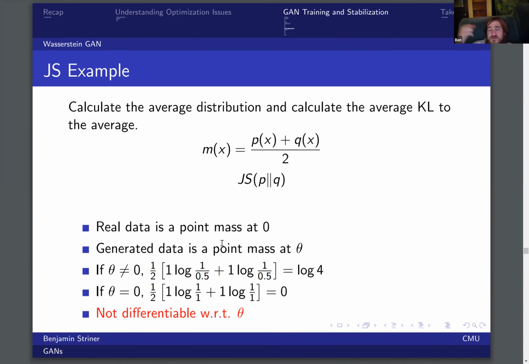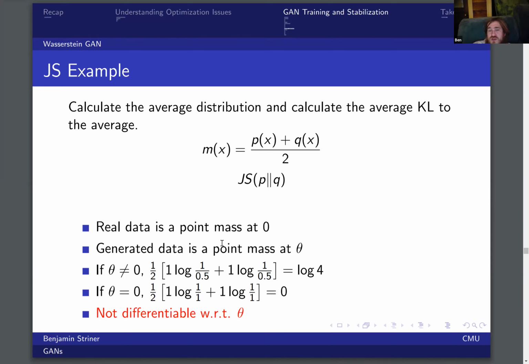Jensen-Shannon divergence has a very similar issue. If you've got two point masses and they're not the same, then the Jensen-Shannon divergence is log 4. It doesn't matter if the real data is at 0.1 and the fake data is at 0.2, then the divergence between those two distributions is log 4. If the real data is at 0 and the fake data is at 10,000, then the divergence between those two distributions is log 4.